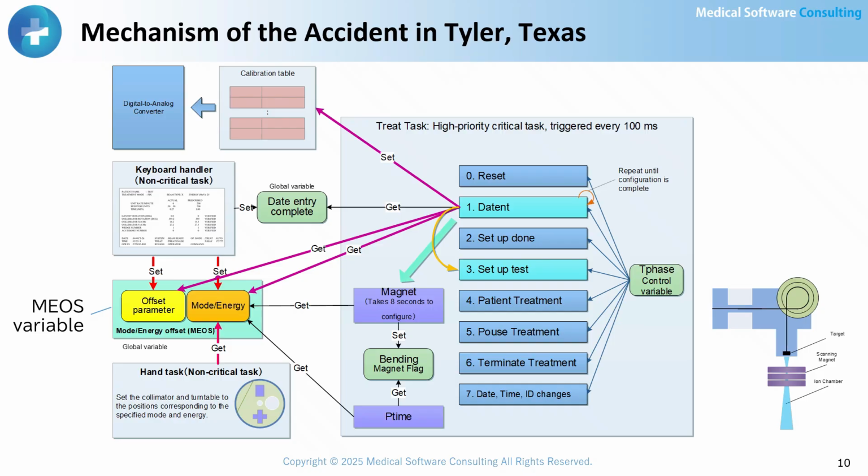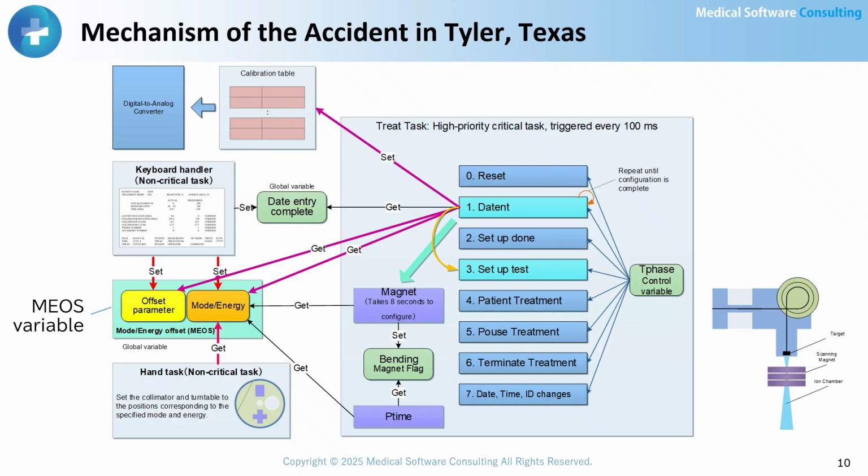The block on the right represents the treat task. It consisted of 8 subroutines and used a state variable called T-phase to transition from state 0, reset, to state 1, data entry, and then to state 3, setup test. This was a state machine design approach where the current status is managed by a variable. The inherent risk of a state machine is that the state recognized internally by the software may diverge from the actual physical state. The Therac 25 accident was precisely such a case, where that risk became a reality.